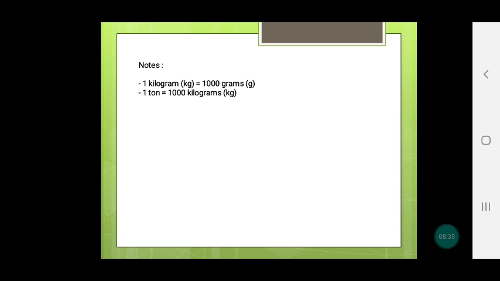The final point in our lesson today, by this note we finish our video today: 1 kilogram equals 1,000 grams and 1 ton equals 1,000 kilograms. At this point we reach the end of our lesson today. Study hard and see you in the next video.